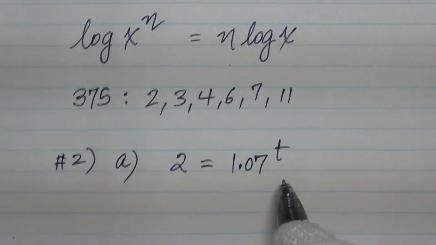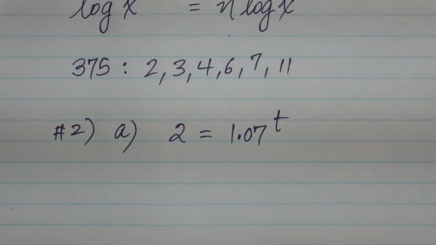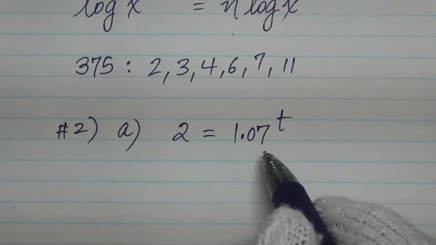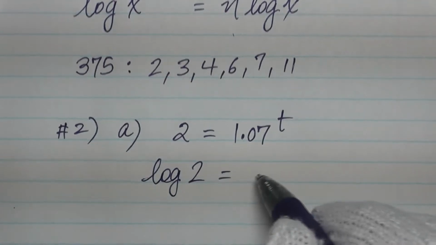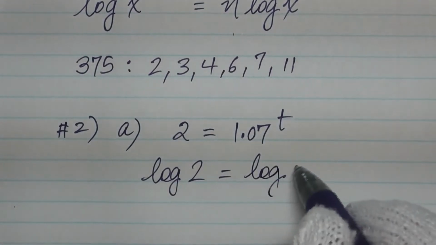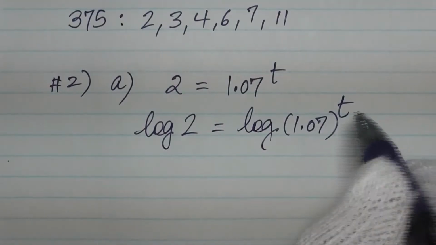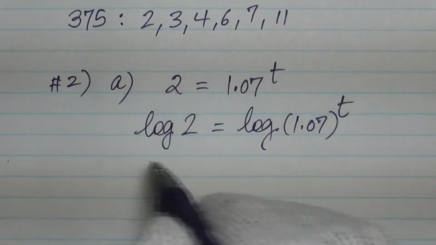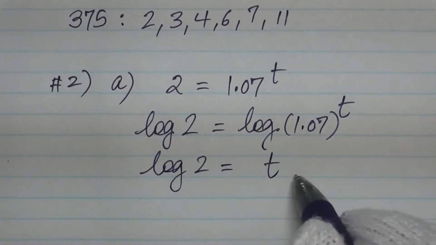T is an exponent. We're solving for t. Going to round to 2 decimal places. We take the log of both sides. The base is 10. The t comes down in front.